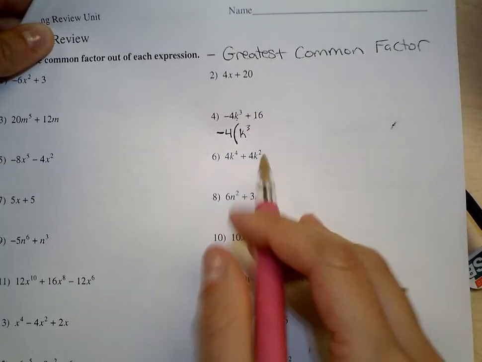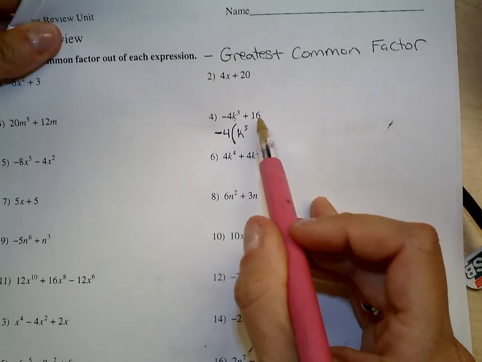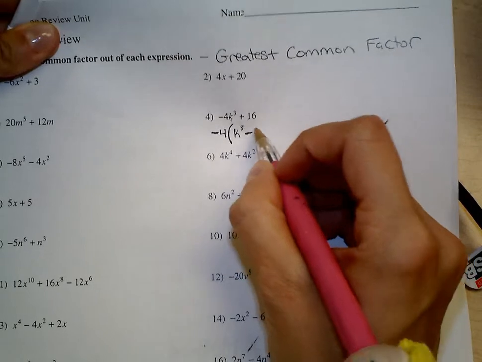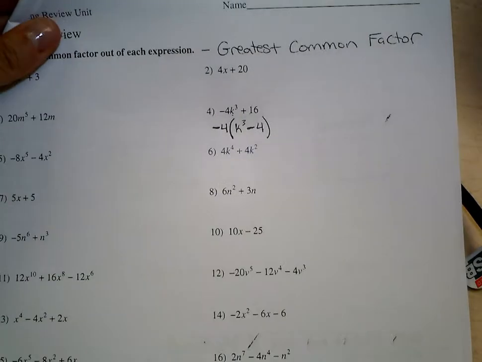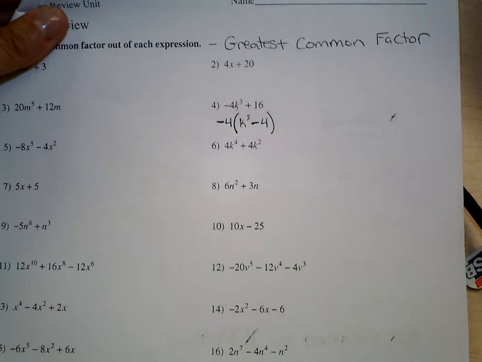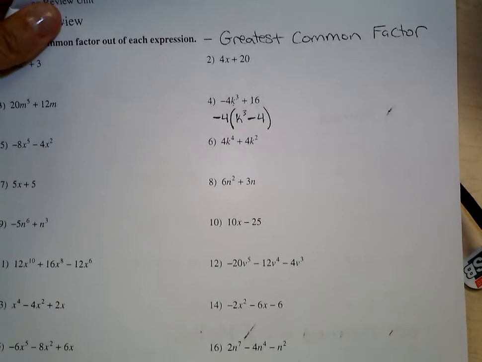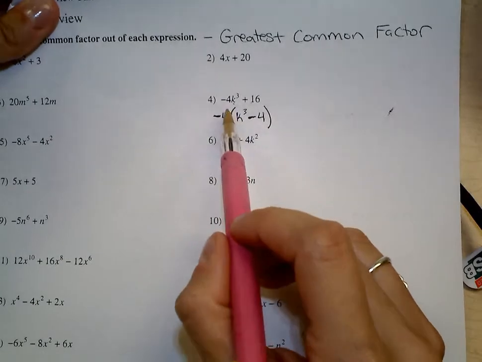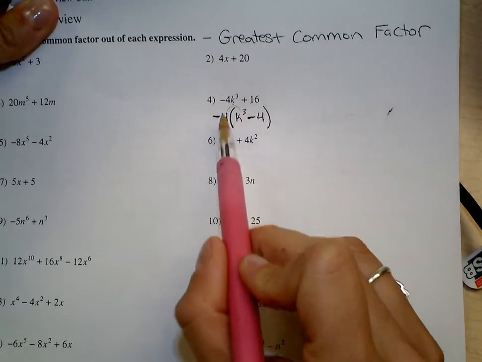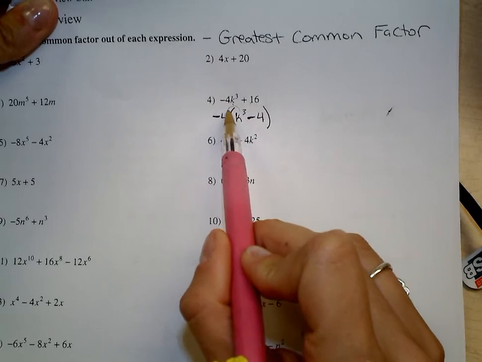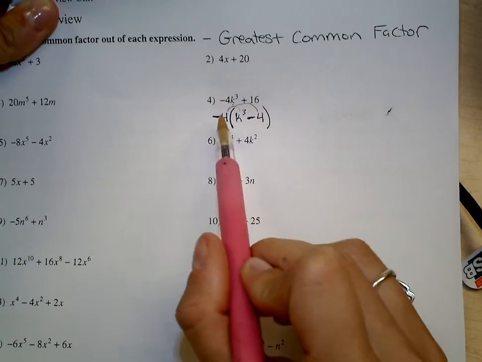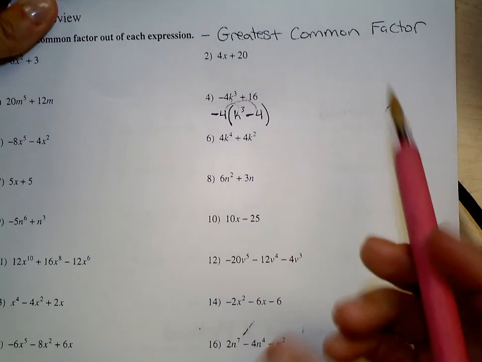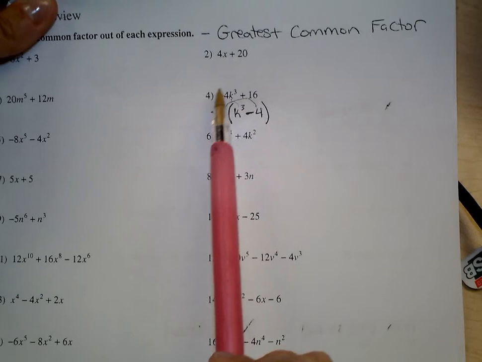If I take out a negative 4 from the 16, I'm going to be left with a negative 4. Now, if that confuses you, we're used to distributing more than taking out a greatest common factor, but now we have to be used to taking something out. If I were to distribute the negative 4, I'd get negative 4k cubed, and distributing to my second term, negative 4 times negative 4 gives a positive 16. So I want you guys to get in the habit now of taking a greatest common factor out.